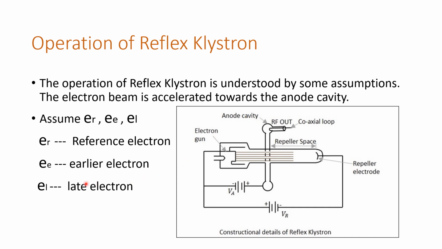We have another electron, that is the late electron. The late electron starts later than both the reference electron and the earlier electron. However, it moves with greater velocity towards the repeller electrode, and while returning back reaches at the same time as the reference electron and earlier electron do. Moving on to the next slide.